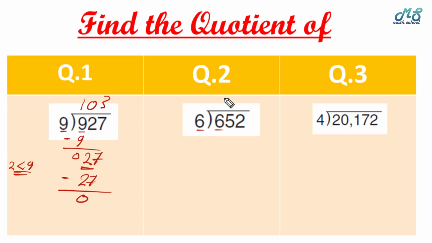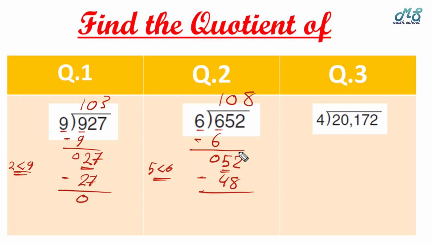Next, 6 divided by 6 equals 1. 1 times 6 equals 6. Draw a line and subtract, it will be 0. Bring down the next digit, which is 5. Pay attention. 5 is less than 6. Now, mister, write 0 in the quotient. And bring down the next digit, which is 2. It will be 52 divided by 6. The closest number is 8, guys. 8 times 6 is 48. Now write 48 and subtract. 52 minus 48 equals what, mister? Equals 4. Now the remainder is 4.